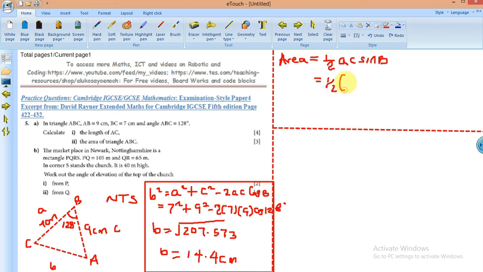So that is half into 7 into 9 times sine 128. Half into 7, into 9. So I have half times 7 times 9 times sine 128 equals 24.822. So to 1 dp, that is 24.8.